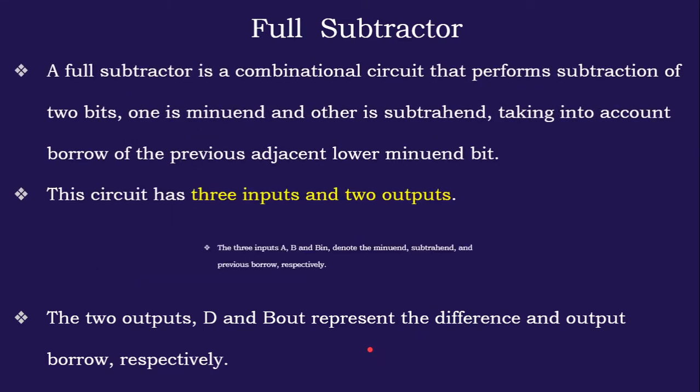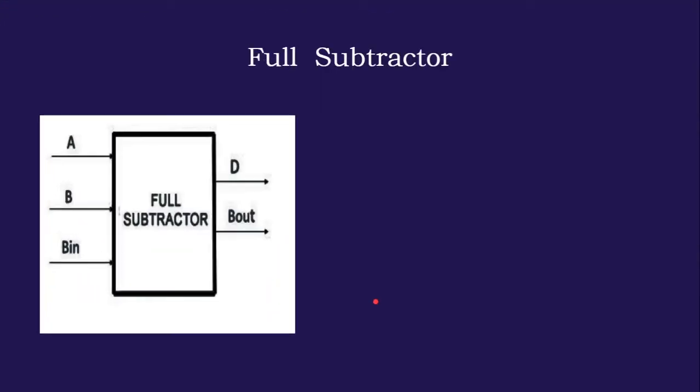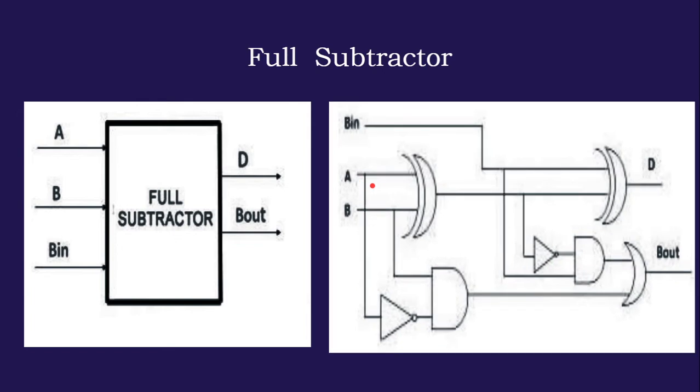Let us see how the truth table of this full subtractor is formed, and before that we see the block diagram and the gate diagram of the full subtractor. Here the full subtractor has three inputs and two outputs. A and B are the minuend and the subtrahend, and B in is the borrow from the previous bit. Since it processes three inputs, it's a full subtractor, and the outputs are D and B out. D is the difference and B out is the borrow.